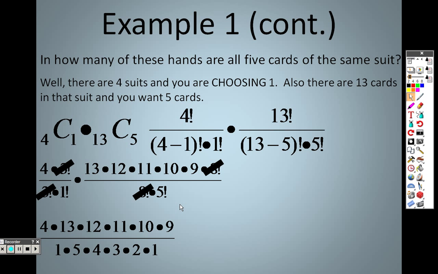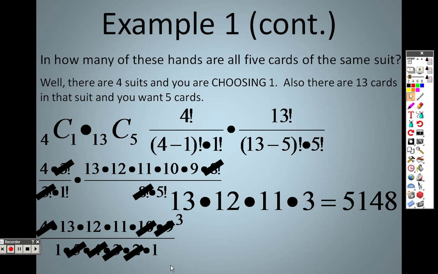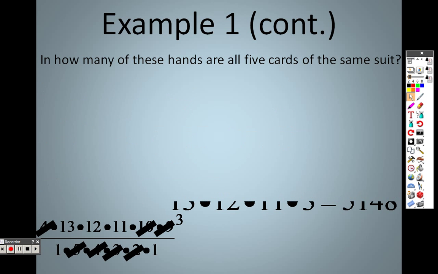So really I have 4 on top times 13 times 12 times 11 times 10 times 9 over 1, because 1 factorial is 1, and 5 factorial is 5 times 4 times 3 times 2 times 1. I got the 4s to cancel out. 5 times 2 is 10. I still have a 3 in the bottom, which I can divide by. 9 divided by 3 is 3. And really I have 13 times 12 times 11 times 3, which is 5,148.